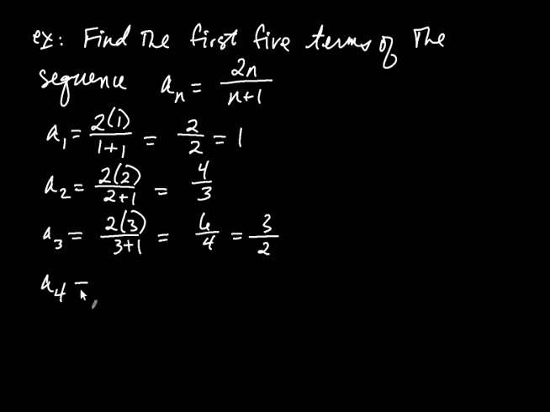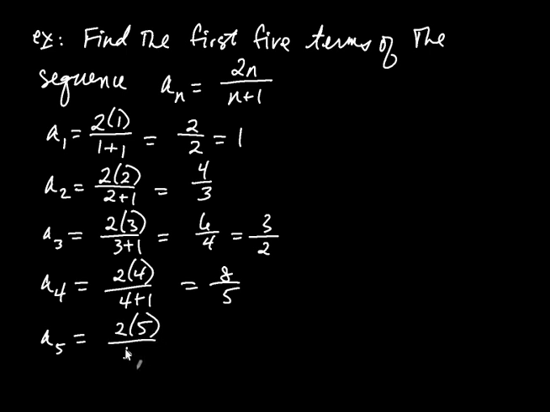The fourth term of the sequence is going to be 2 times 4 divided by 4 plus 1. So it's going to be 8/5. And finally, the fifth term of the sequence is going to be 2 times 5 divided by 5 plus 1. So we're looking at 10/6 or 5/3. Okay, so these are the first 5 terms. There's the first one, second, third, fourth, and fifth term of the sequence.